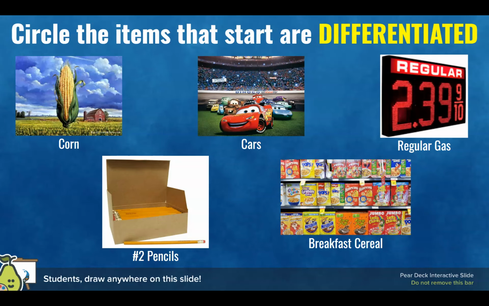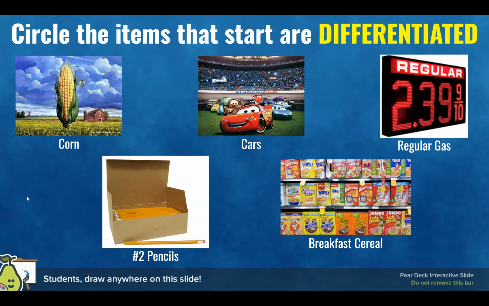When it comes to differentiated products, we're talking about products that are in some way either the same or different. Differentiated means that they are different in some way. It doesn't necessarily mean in any substantive way. It could just be in the minds of consumers. They view it as being different. So we're looking at different products: corn, cars, gas, breakfast cereals, number 2 pencils. Think about which of these you think are differentiated in some way, and which ones do you think are identical?